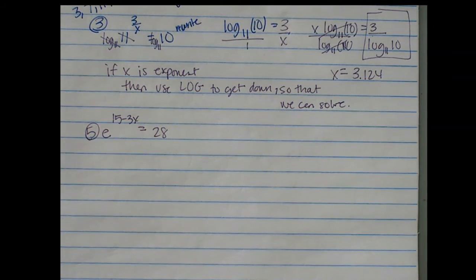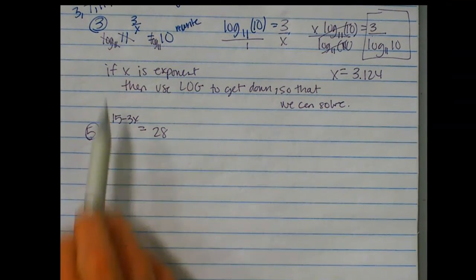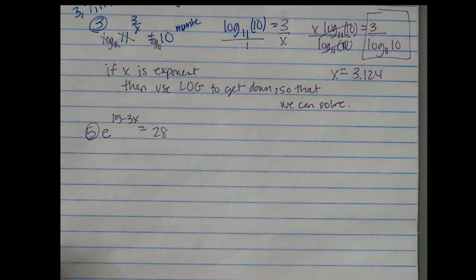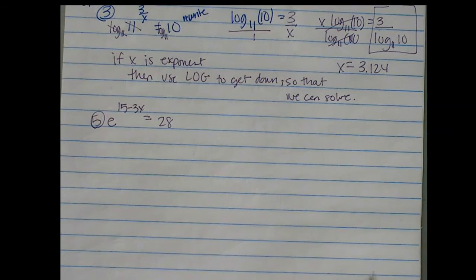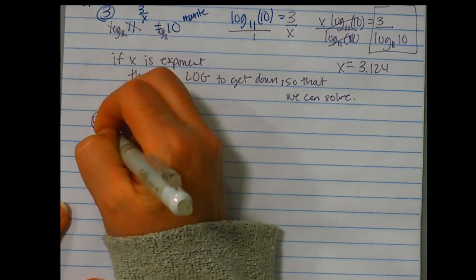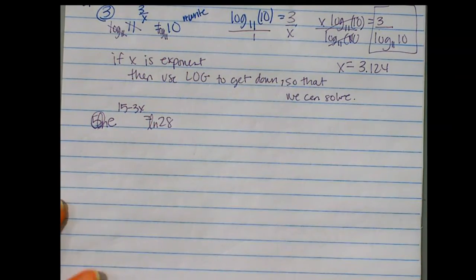No, that's 2.7. That's what e is. But there, instead of writing log, we write the other one. What is it? It's the other button. It's LN. It's the other one we have in our calculator. So what we're going to do is take the natural log of this side and the natural log of this side.